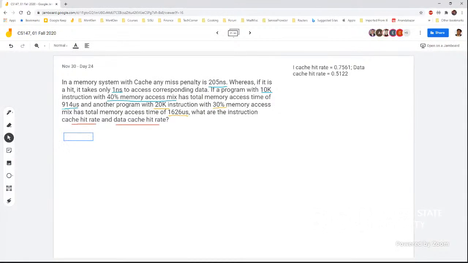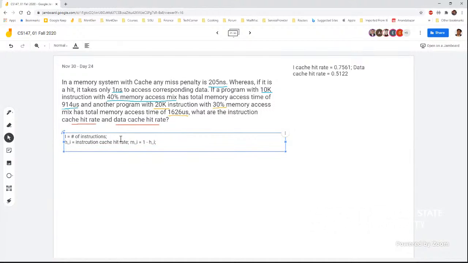As I told you, let's approach it with a formulation of the total memory access time. Let's assume I equals the number of instructions, and HI is your instruction cache hit rate, which means the corresponding instruction cache miss rate, MI, is 1 minus HI. So this one is the instruction miss rate.